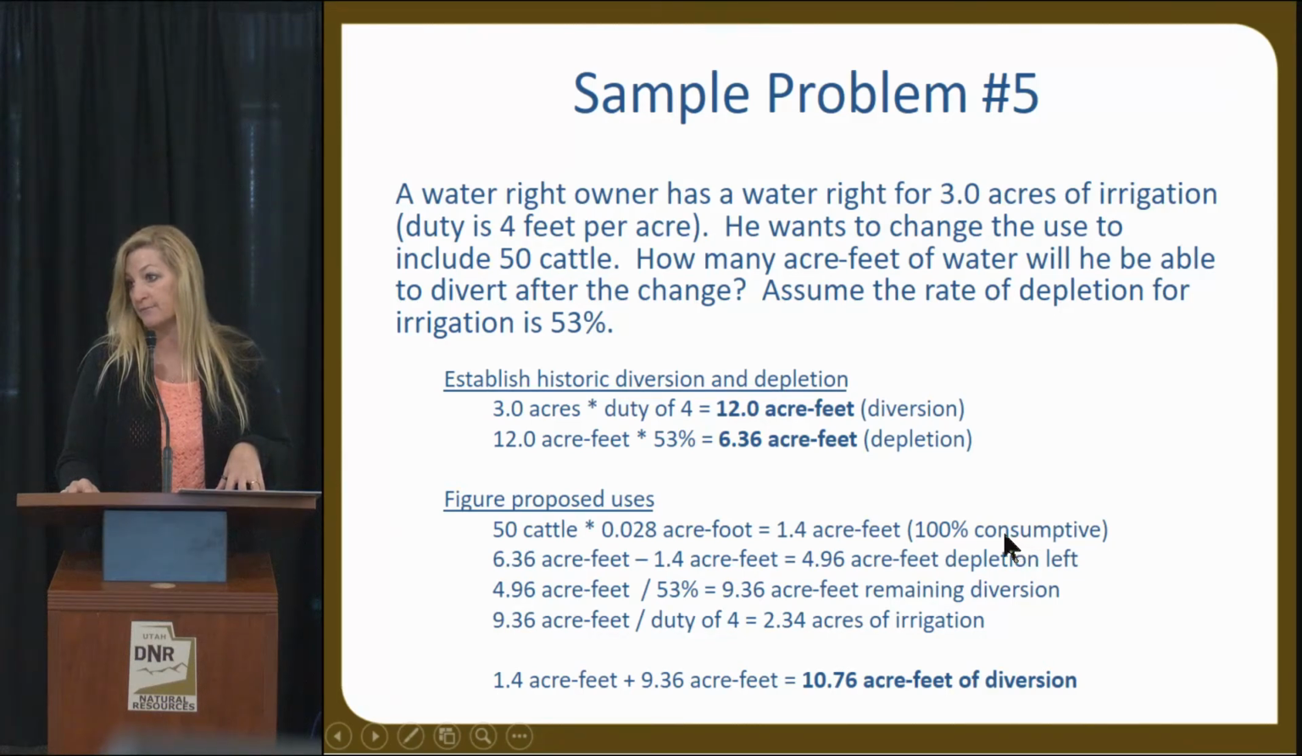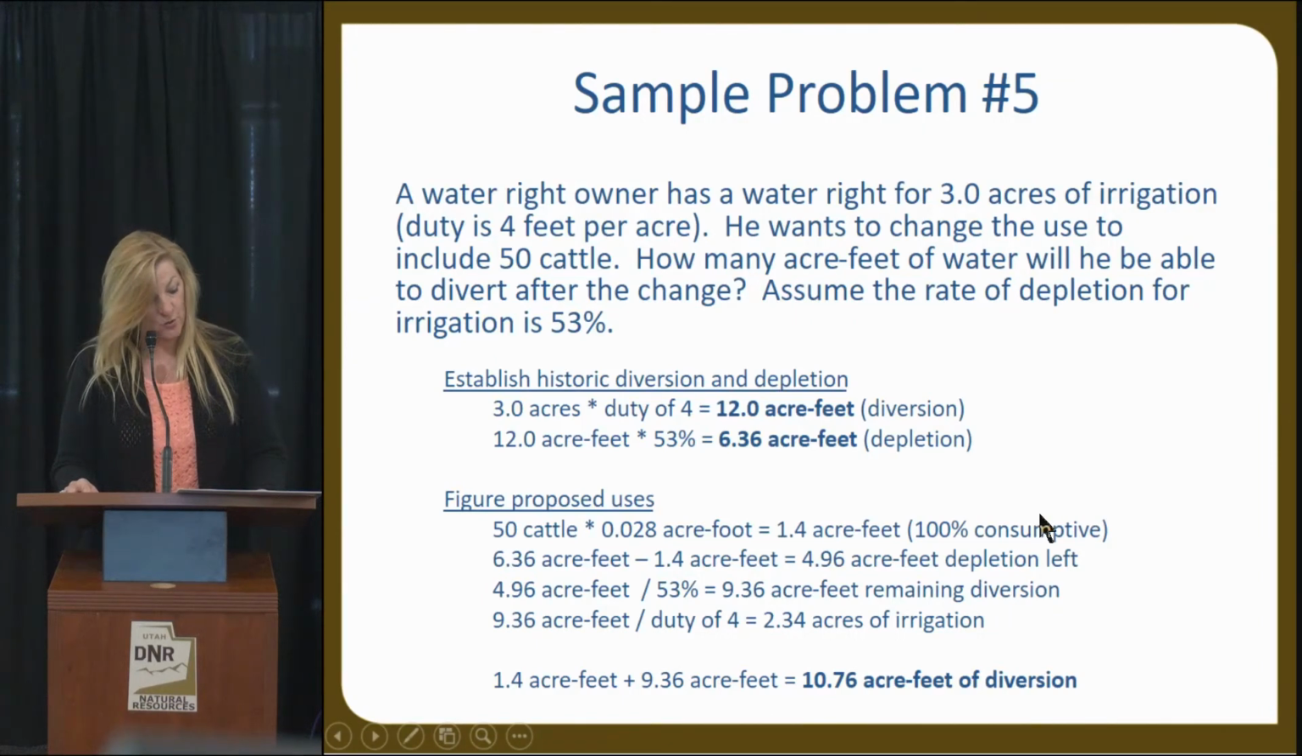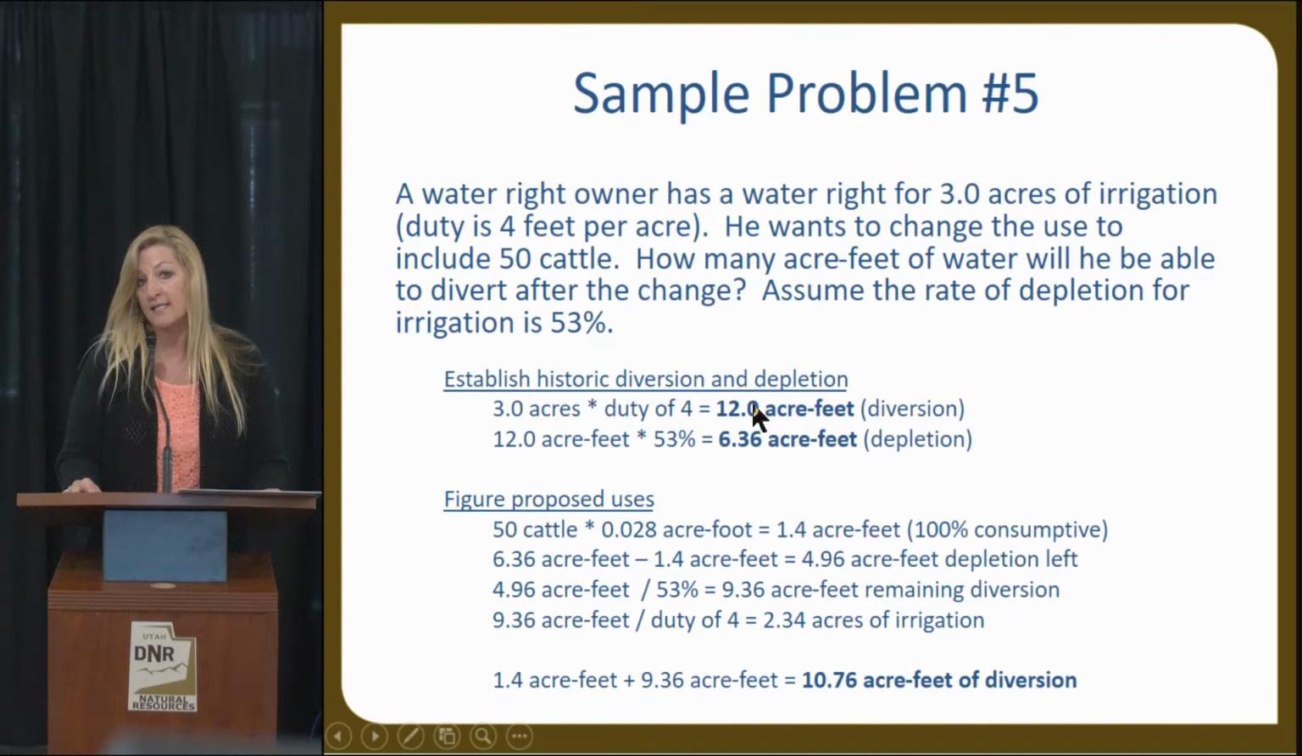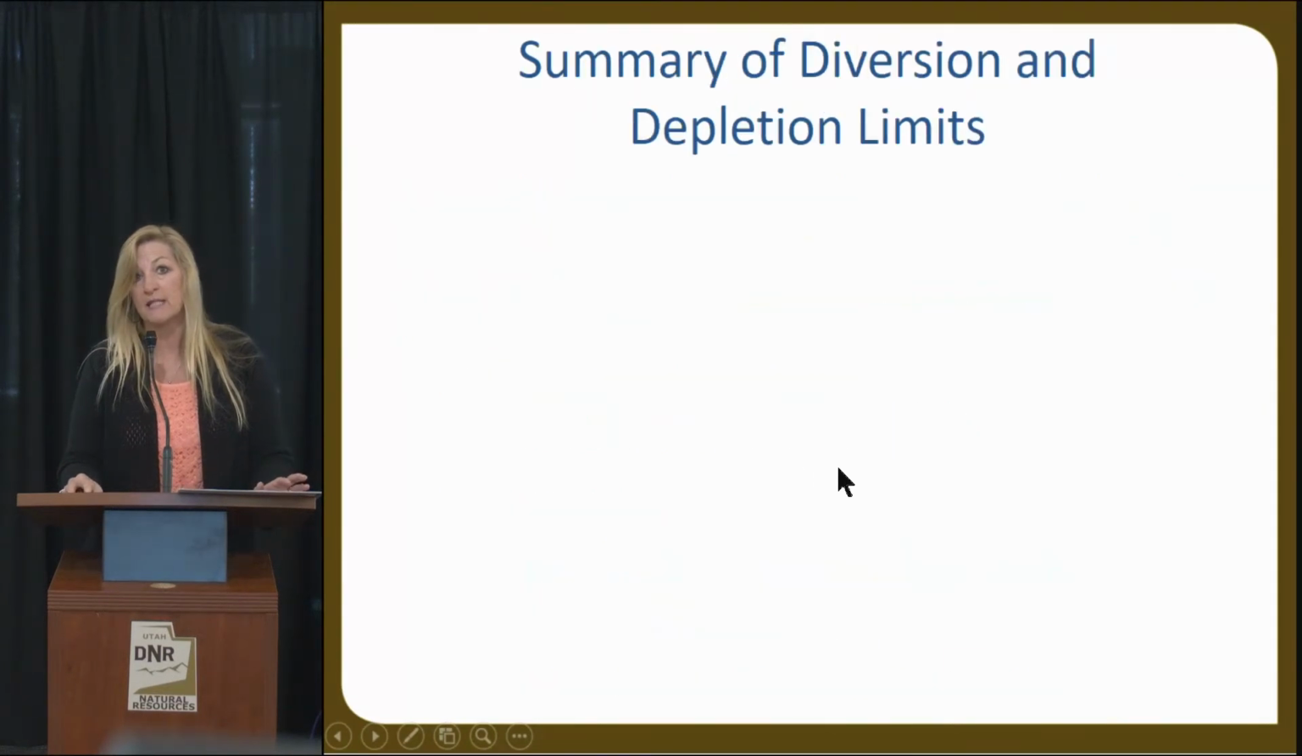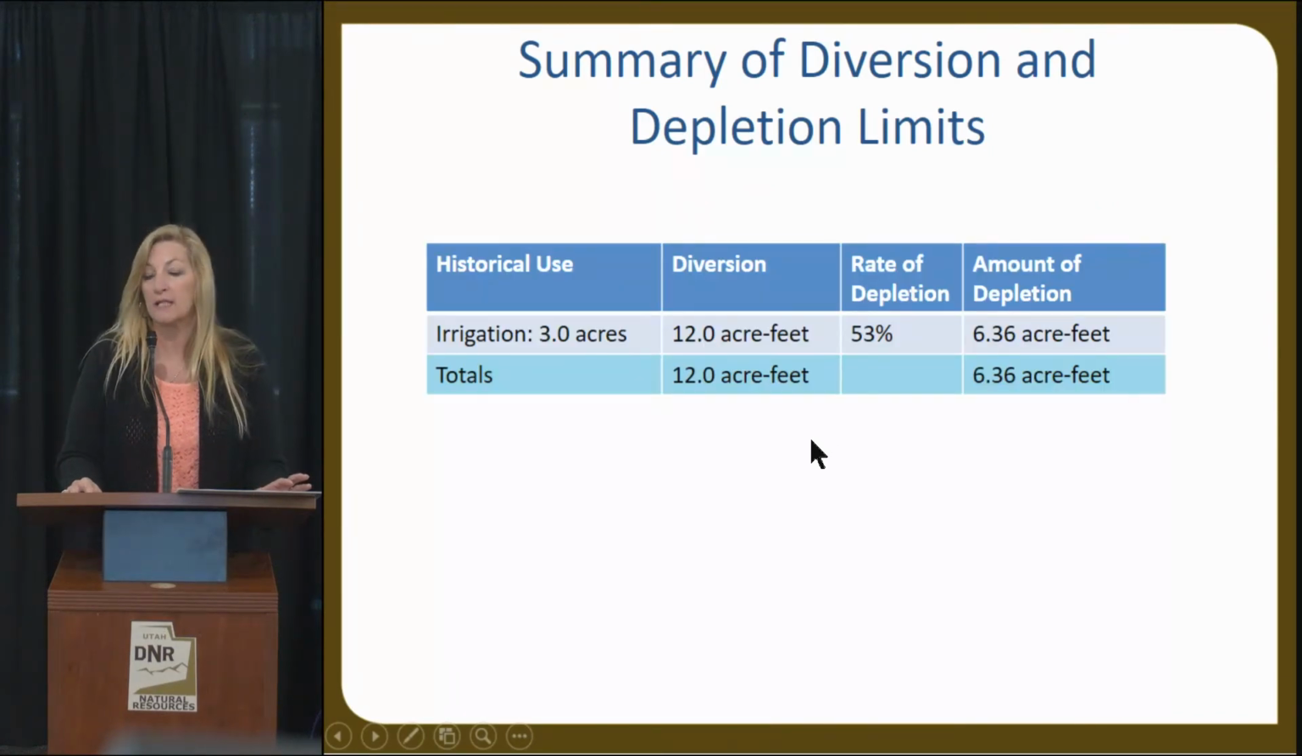or less than. Okay. So now his total diversion, instead of 12 acre feet, is going to be 10.76 acre feet, so that he does not enlarge his depletion beginning amount, his historical depletion amount. So yes, his diversion amount is reduced to account for the depletion of the 100% for the 50 head of livestock. I'm going to put it in a table to kind of explain it a little more.